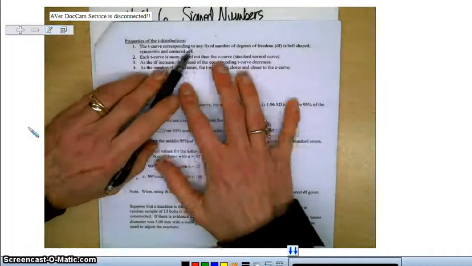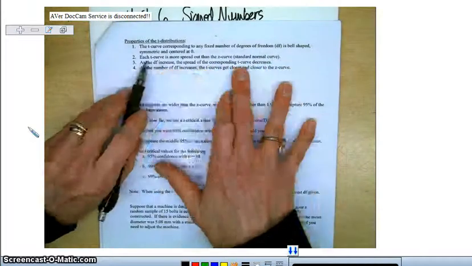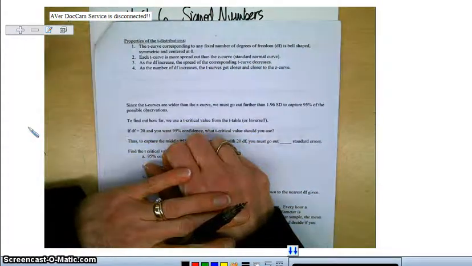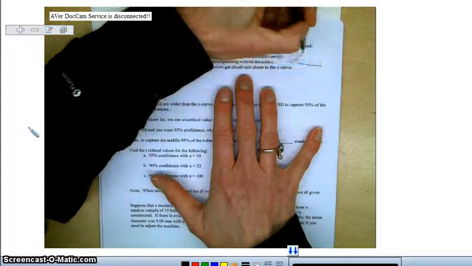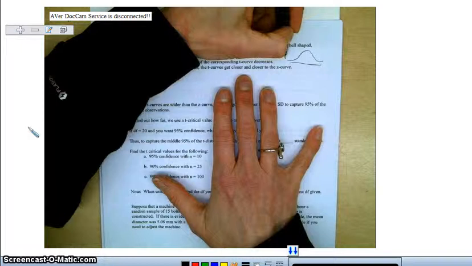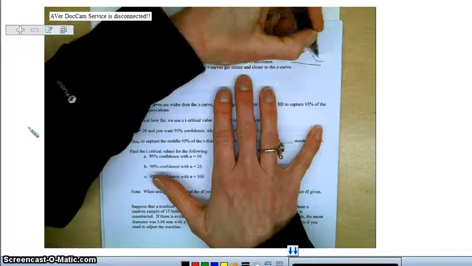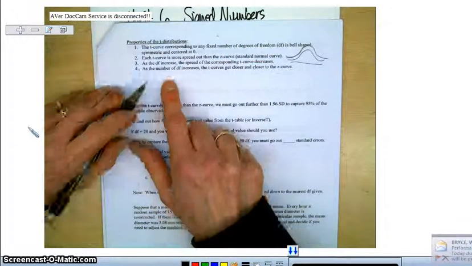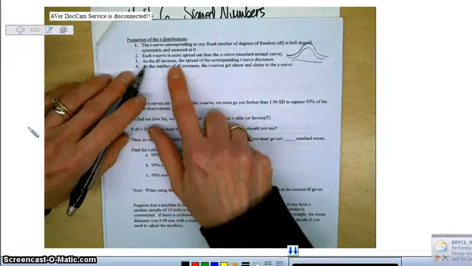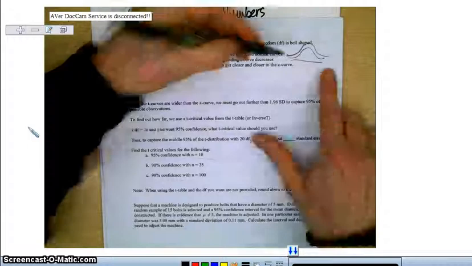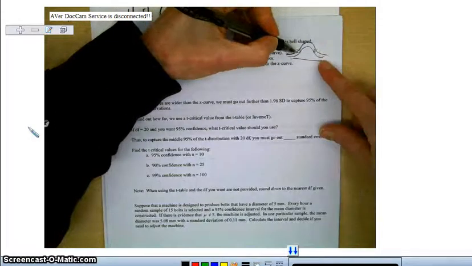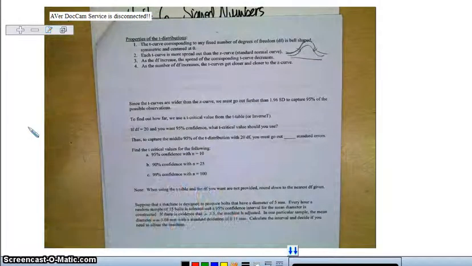The t-curve corresponding to any fixed number of degrees of freedom is bell-shaped, symmetric, and centered at 0. Each t-curve is more spread out than the z-curve. So here's the normal curve, and this one is just wider, just a little bit above it. As the degrees of freedom increase, the spread of the corresponding curve decreases. So the more you have in your sample size, this will shrink down and start looking more like a normal curve.